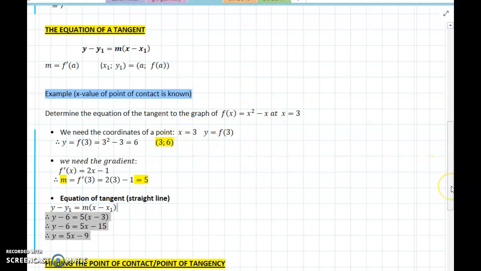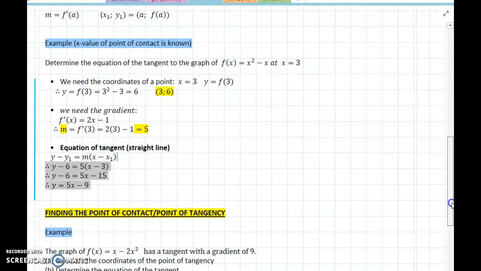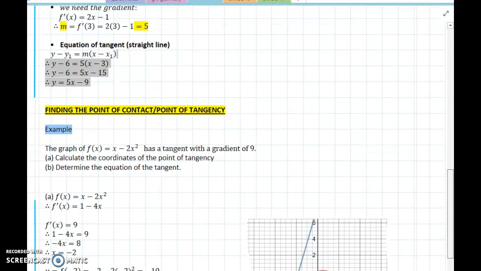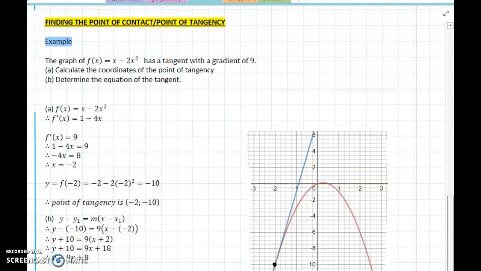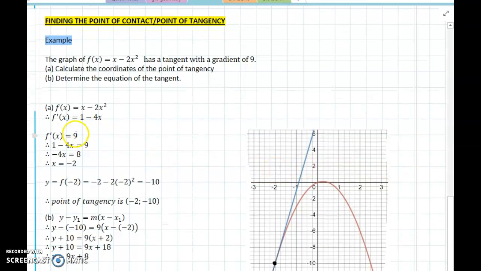Now let's look at an example where the point of contact is not given. So here we want to find the point of contact, or the point of tangency. So let's look at this. Say the graph of f of x, which is equal to x minus 2x squared, has a tangent with a gradient of 9. Calculate the coordinates of the point of tangency.